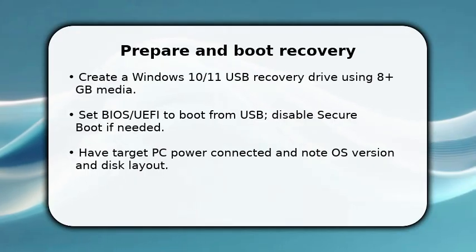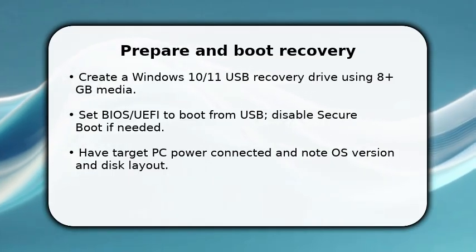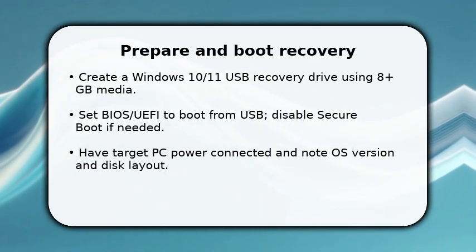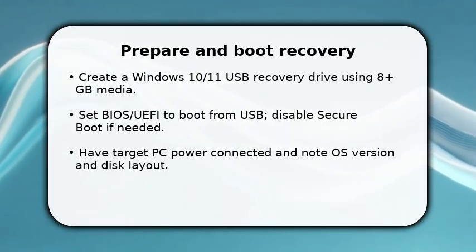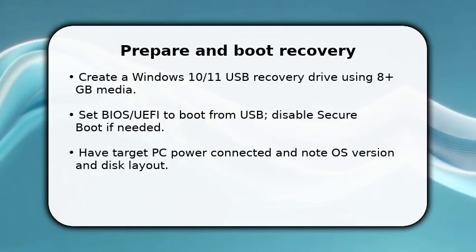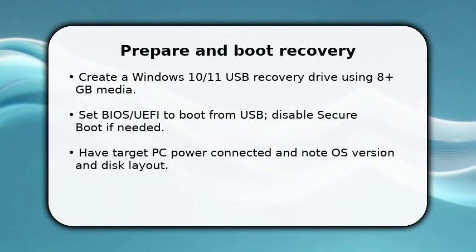You start now by making a recovery USB with the matching Windows version. This is critical because repair tools must match system files. Once done, reboot into BIOS or UEFI and set USB first. Disable Secure Boot if firmware blocks the drive. Make sure the PC is plugged in to avoid interruption.